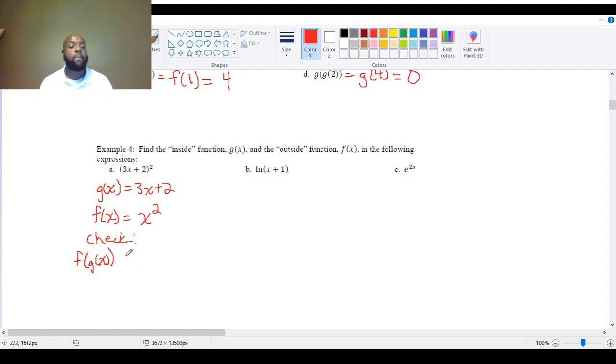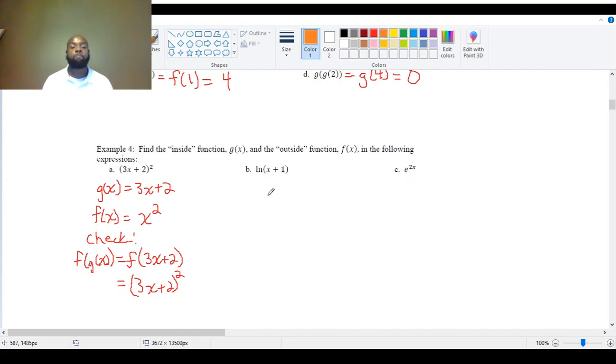Really, I can't talk today. And so what I'm going to do here is I'm going to check myself. I'm going to put g of x in first, right? So I have f of, well, the expression for g of x goes there. And then I replace that in my function f wherever I see an x, which is that squared term. And so I get a 3x plus 2 quantity squared. And that is the same thing that I have here. So I did pick the inside and the outside function correctly.